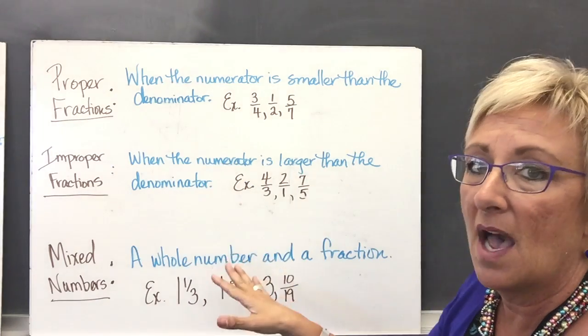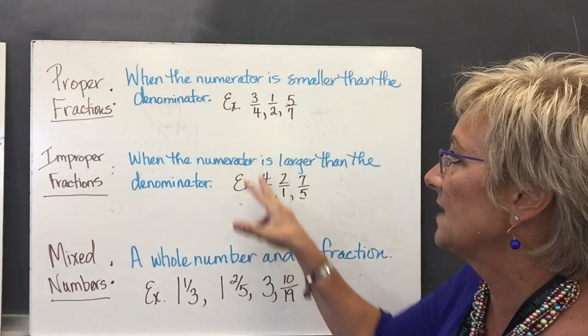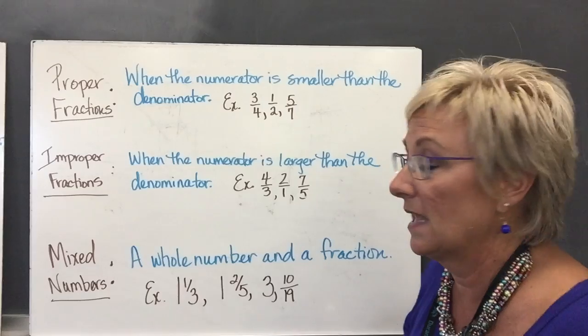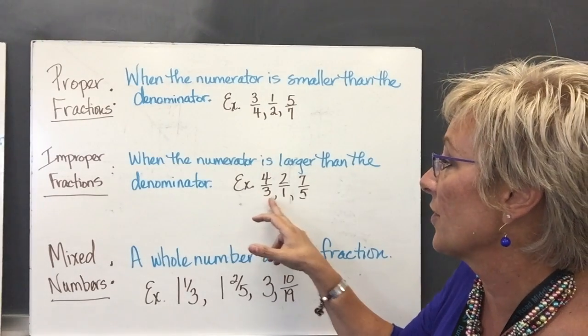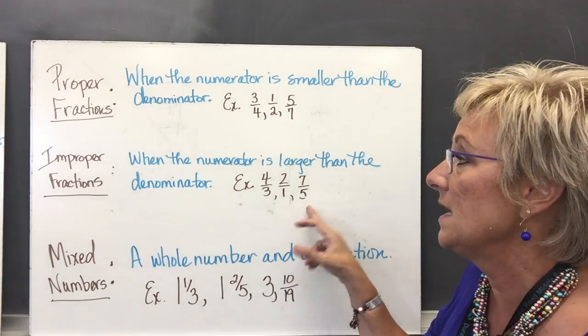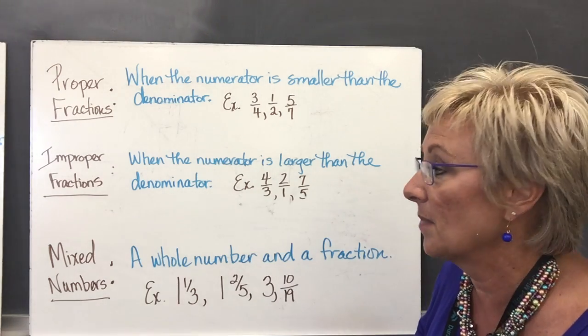Improper fractions are just the opposite. It's when the numerator is larger than the denominator. For example, if I flip these over and get their reciprocal, which we'll be talking about later, I get 4/3, 2/1, and 7/5. These all three are improper fractions because the numerator is greater than the denominator.